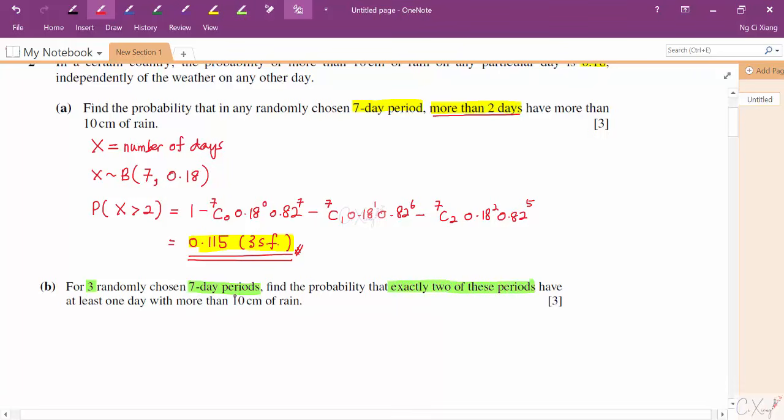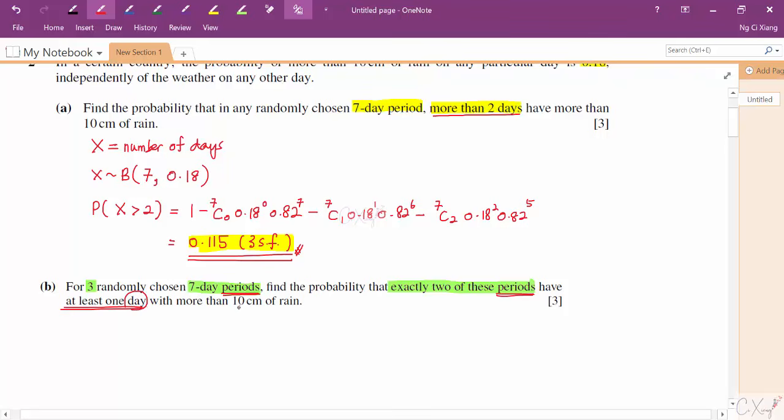Again, please highlight the word periods. Just now in part A, we were talking about the number of days, and now we are talking about the number of periods. That means the variable is not X anymore. You can denote it by some other letter, maybe Y, to denote the periods. Then we have at least 1 day with more than 10 cm of rain. So at least 1 day. So here we still have the day.